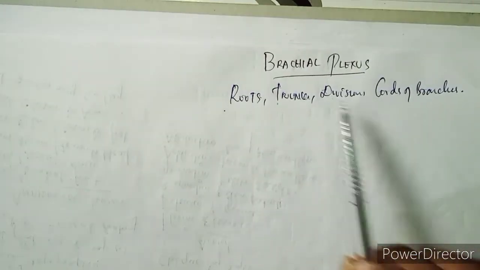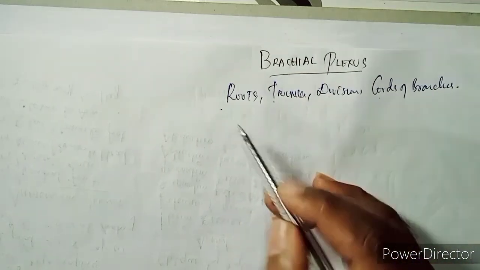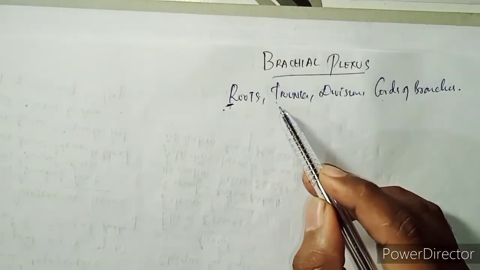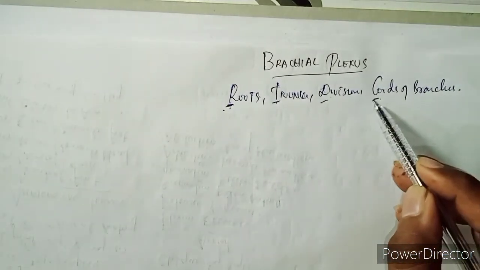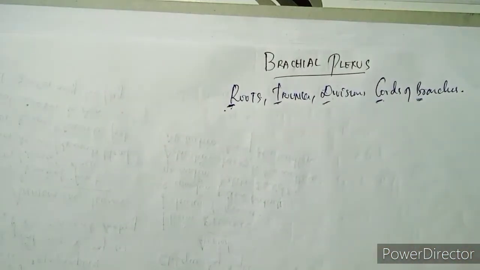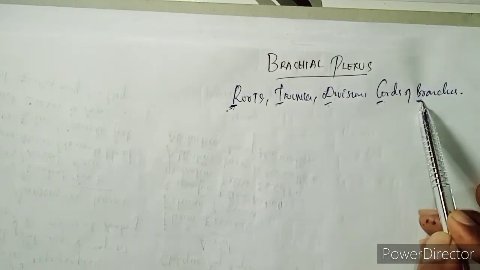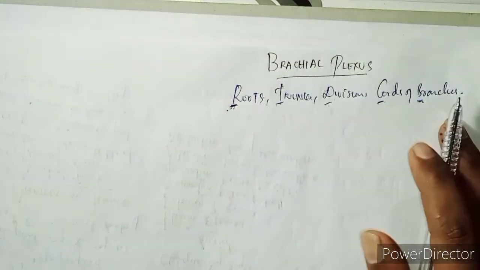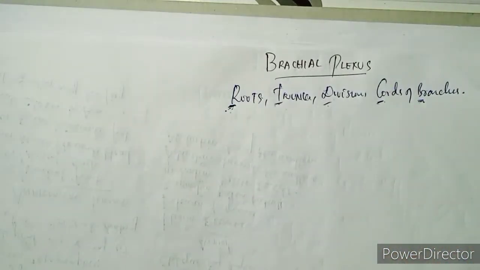It is formed by roots, trunks, divisions, cords, and finally branches. There's a mnemonic to keep it in mind. To continue in this order, we can take the first letters: R in the roots, T in the trunks, D in the divisions, C in the cords, and B in the branches. So we can keep a mnemonic: Remember To Drink a Cold Beer, so that we can, without change, recall this order: roots, trunks, divisions, cords, and branches.